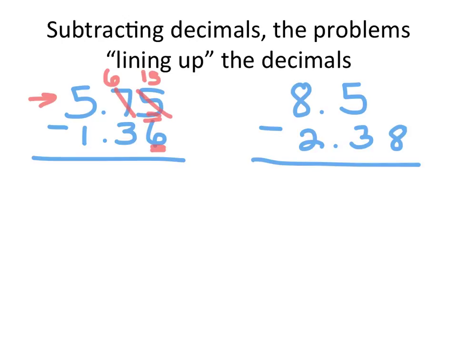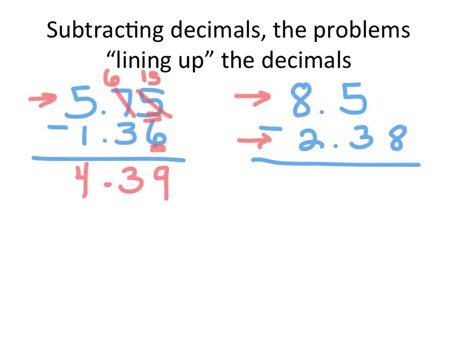15 hundredths take away 6 hundredths is 9 hundredths. 6 tenths take away 3 tenths is 3 tenths. 5 wholes take away 1 whole is 4 wholes. So my answer is 4 and 39 hundredths. For the next problem, I have 8 and 5 tenths, and I want to take away 2 and 38 hundredths.